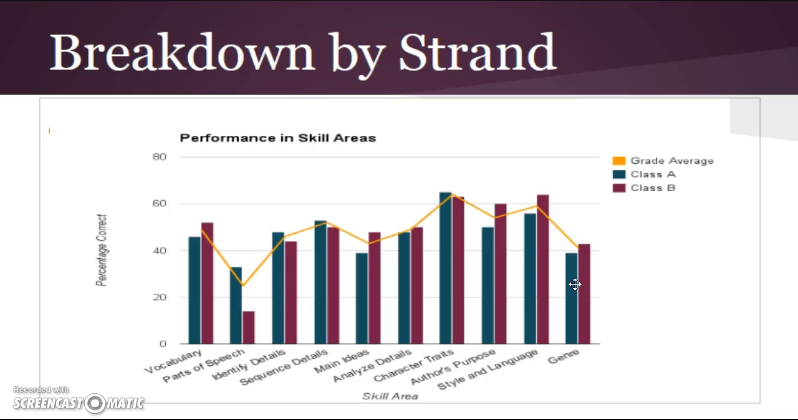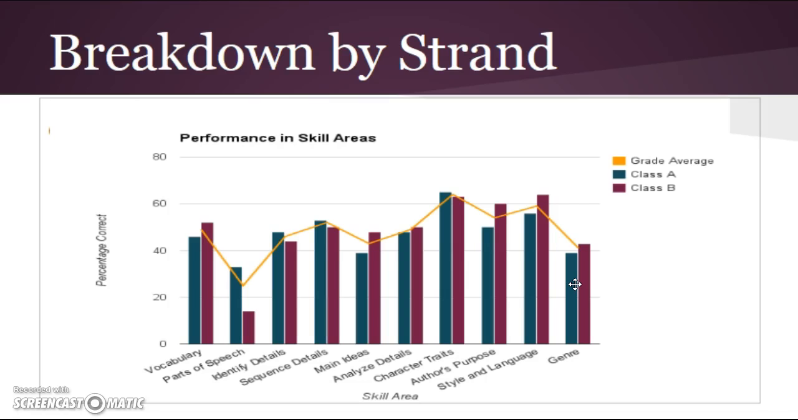The next thing we did was break the data down by strand. So we looked at how many questions were answered correctly and incorrectly in relation to each skill area. And we placed Class A and Class B next to each other for comparison's sake. And we also placed the grade average on the graph so that teachers could look at it to have an idea of how the 5th grade did as a whole, in relation to other schools in the district as well as other schools in the state.